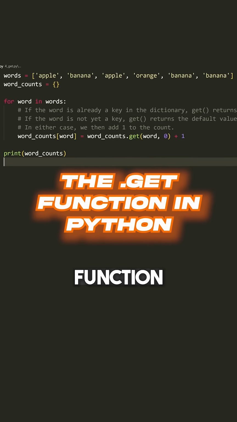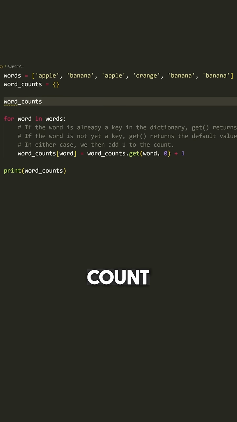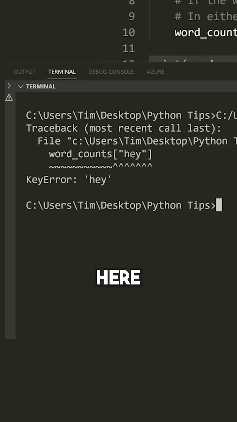the .get function whenever you're trying to access the value associated with a key from a dictionary. Now, many of you have probably seen this error before, but if I go to my word counts dictionary and I try to access a key that doesn't exist, so let's say we run the code here, you see that we get an error and it says key error.